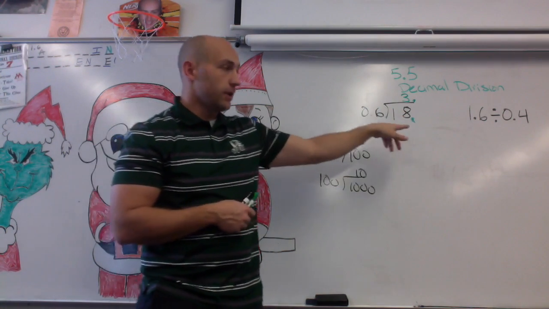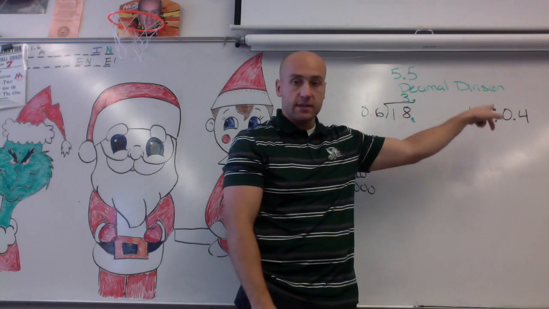It's still correct. So here's your extra credit problem: 1.6 divided by 0.4.